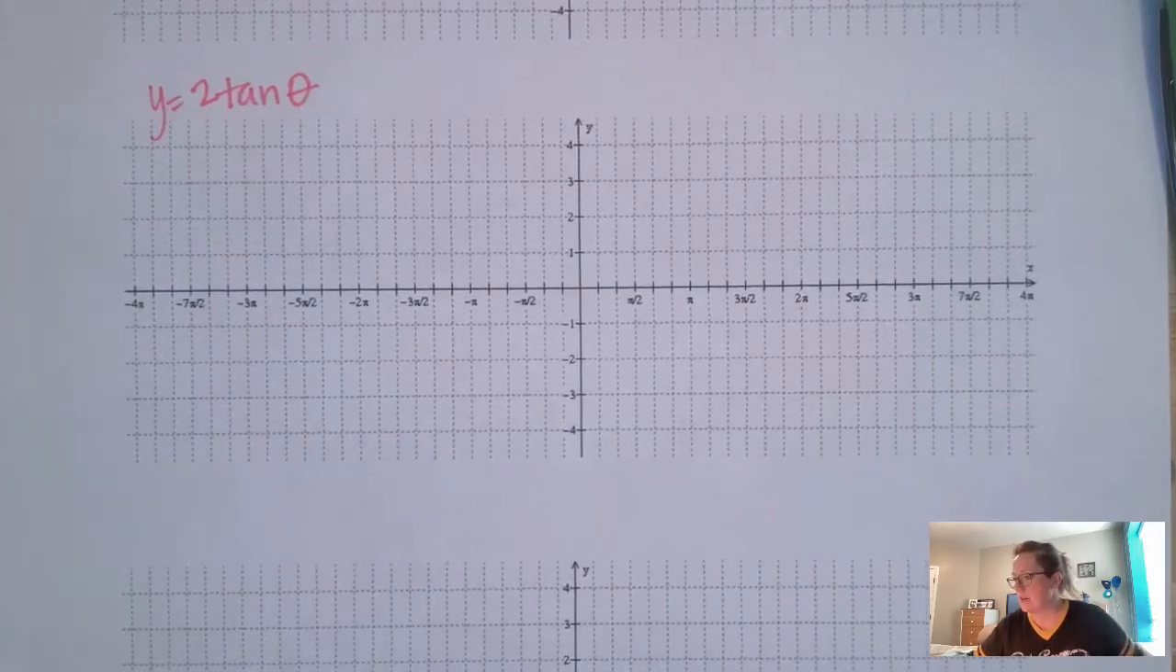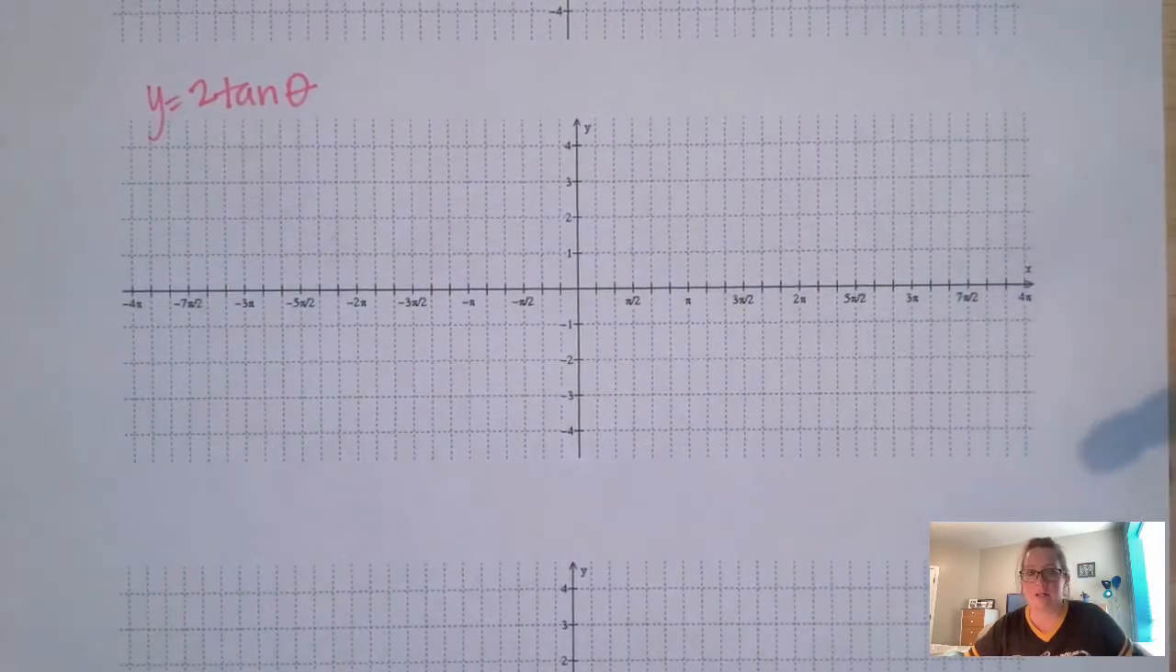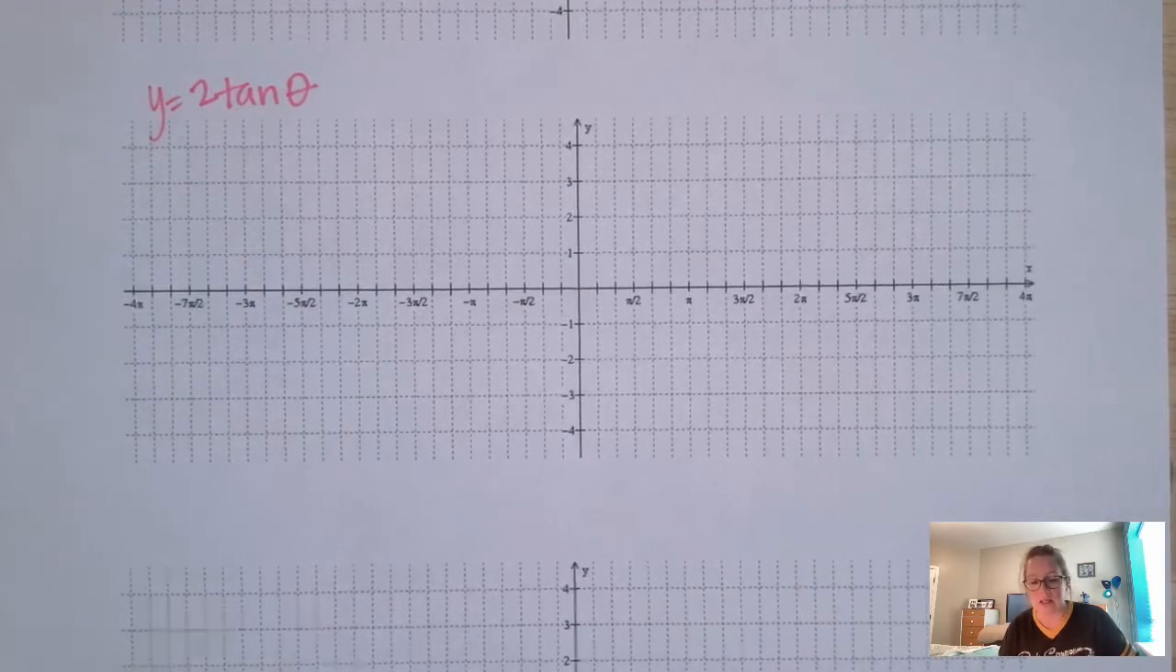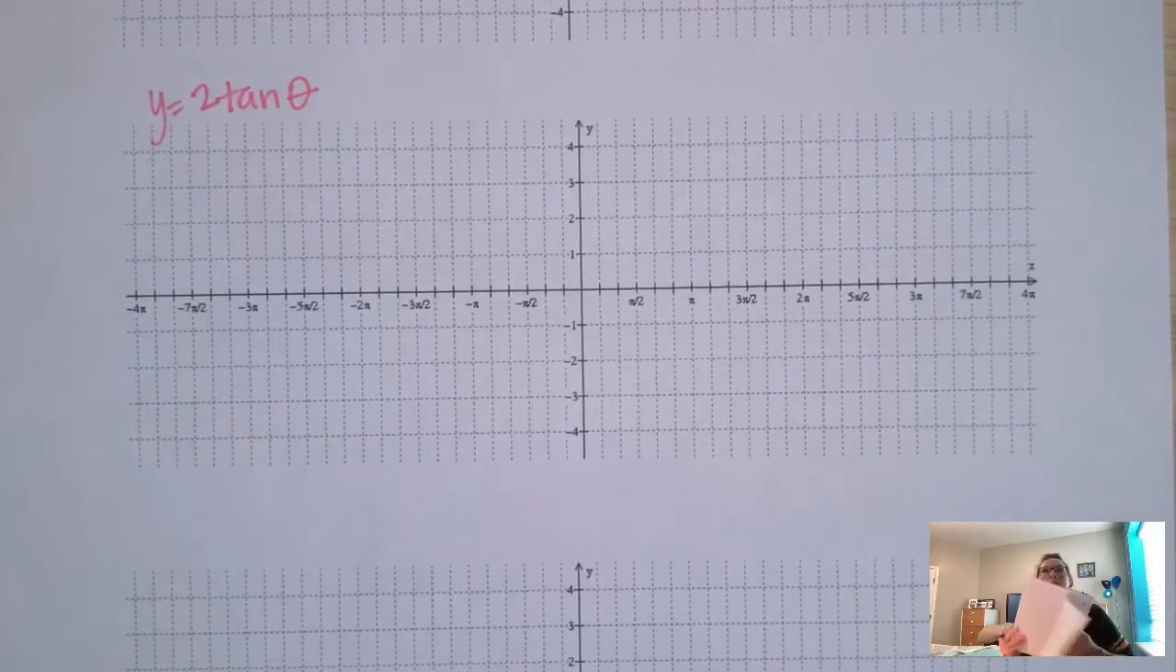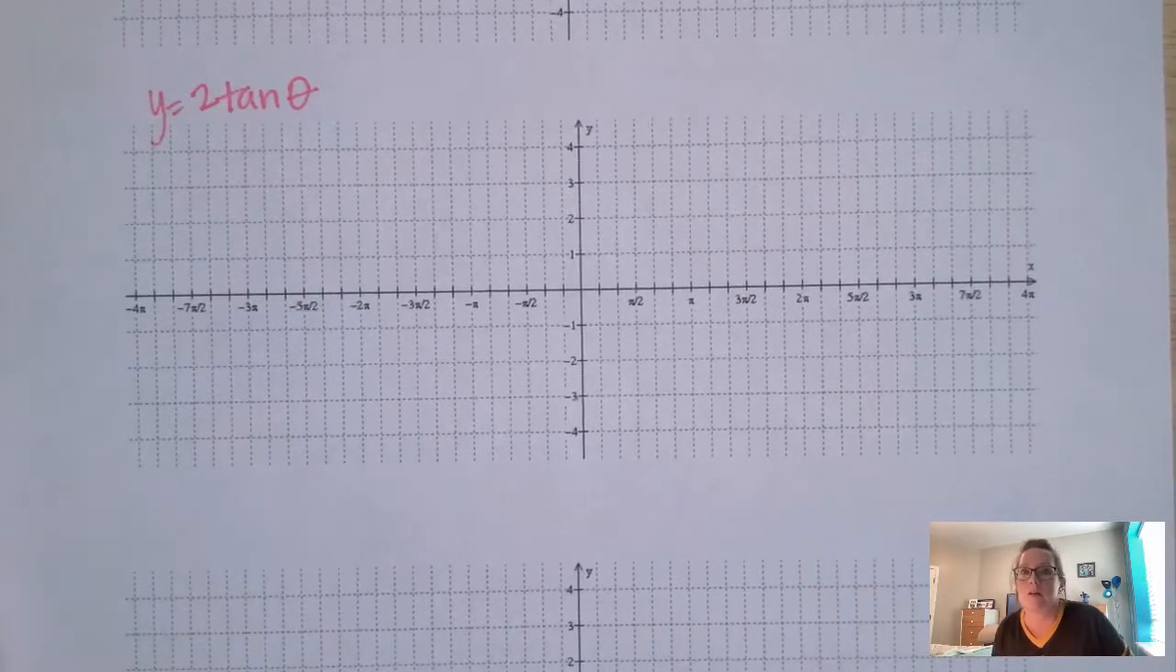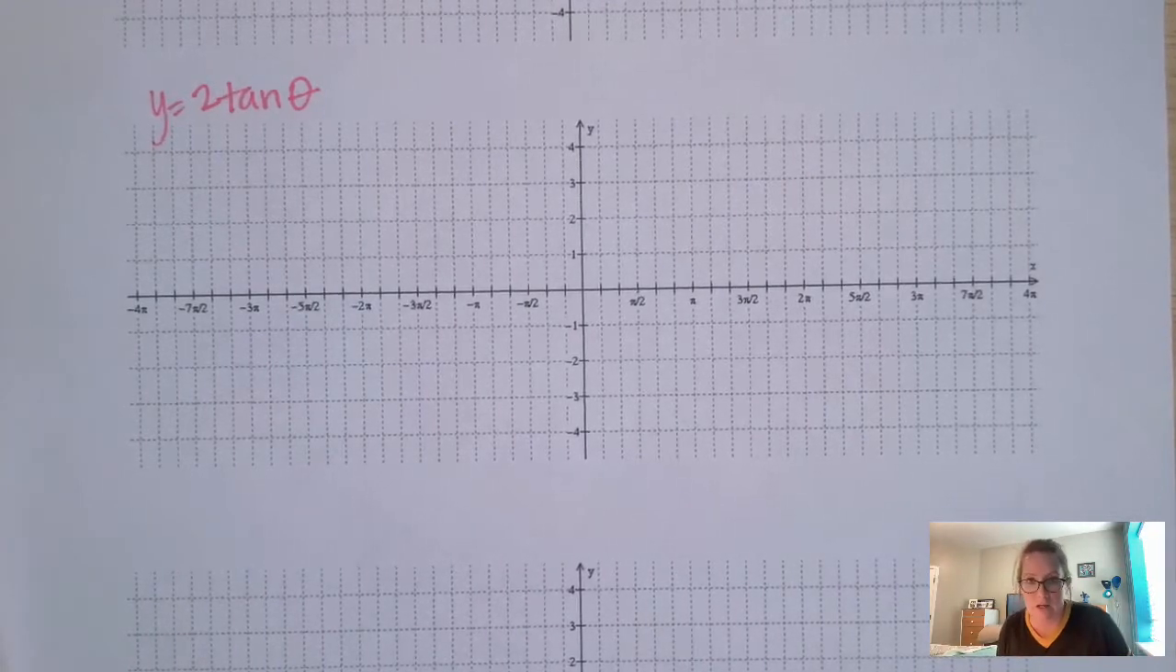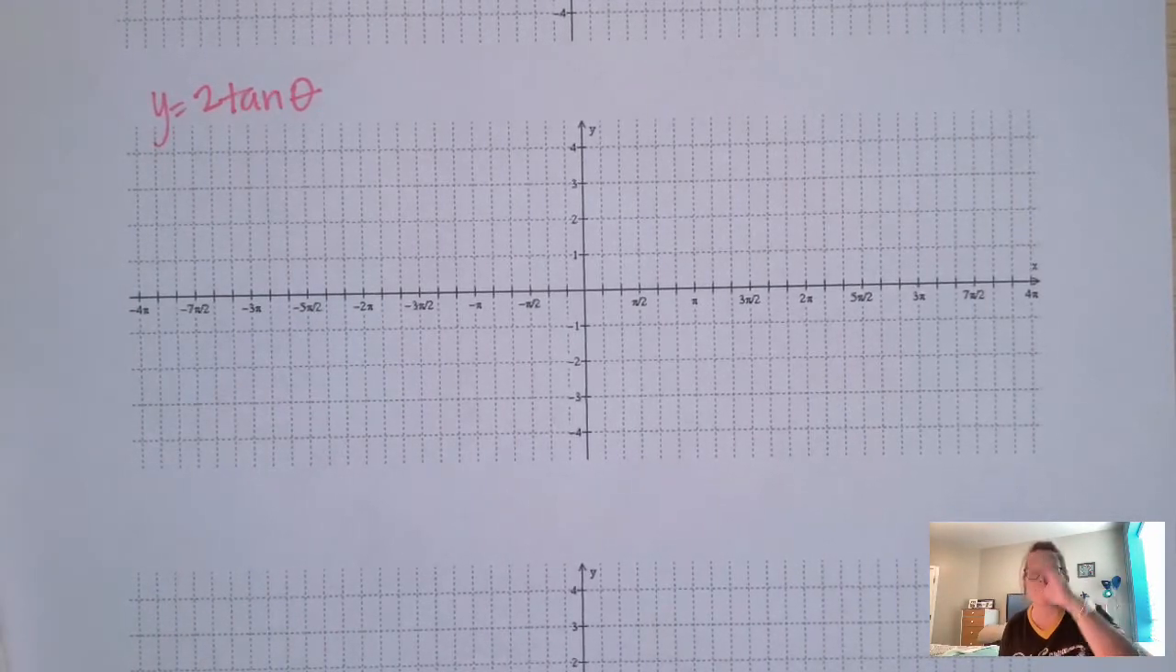All right, guys, it is time to learn the last parent function, tangent. So a couple things to note about when we're graphing cotangent and tangent functions. On sine, cosine, secant, cosecant, the period was always 360, right? Going off of the unit circle, they didn't start repeating values until 360 degrees.